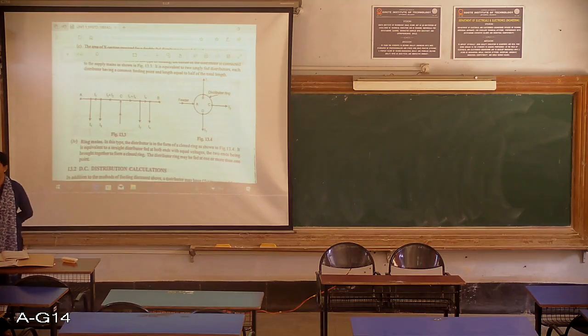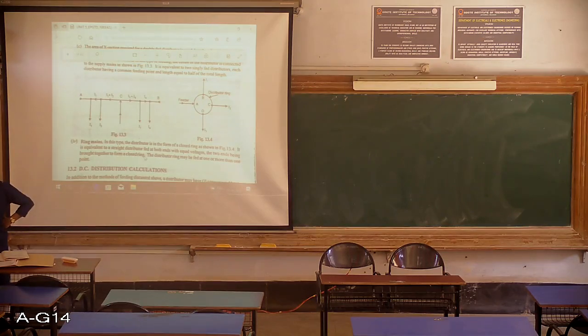Whatever these earlier three cases you saw, these are grouped under your radial distribution system, and the last one is your ring main. In this type, the distributor is in the form of a closed ring. Here you can see there is one feeder and it starts from one end, traces the path and comes back to the same end, and various tappings are available on the ring. Hence the name ring main distributor.